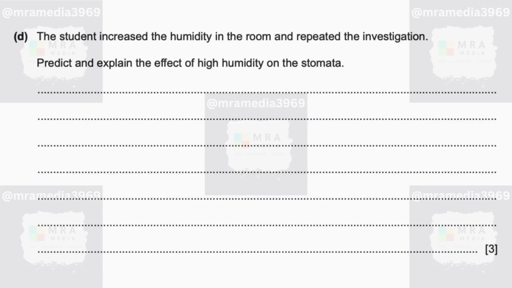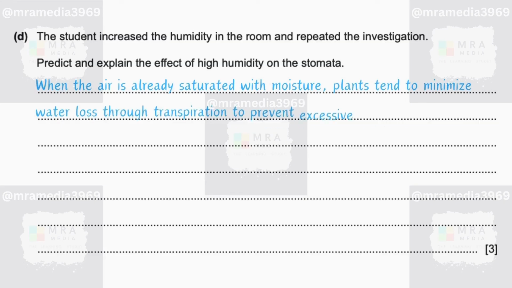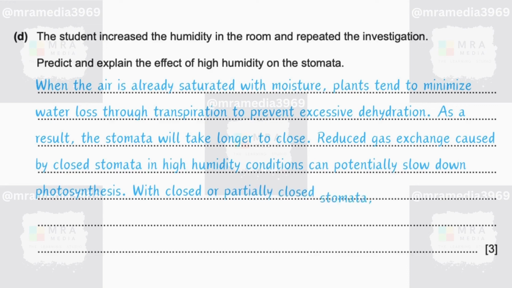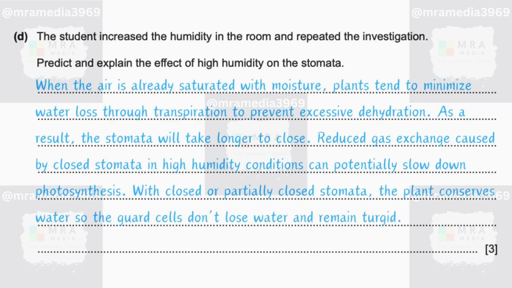This is the last part of the first question, part D. The student increased the humidity in the room and repeated the investigation. Predict and explain the effect of high humidity on the stomata. When the air is already saturated with moisture, plants tend to minimize water loss through transpiration to prevent excessive dehydration. As a result, the stomata will take longer to close. Reduced gas exchange caused by closed stomata in high humidity conditions can potentially slow down photosynthesis. With closed or partially closed stomata, the plant conserves water so the guard cells don't lose water and remain turgid.